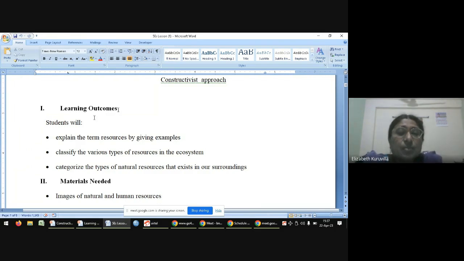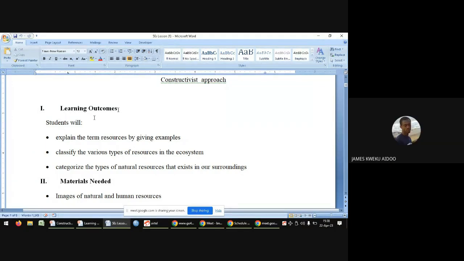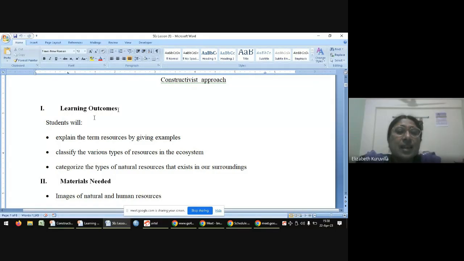What is the difference between learning outcomes and learning objectives? Any of you? Learning outcomes and learning objectives. Any of you can tell? Madam, can you repeat your question? What is the difference between learning outcome and learning objectives?